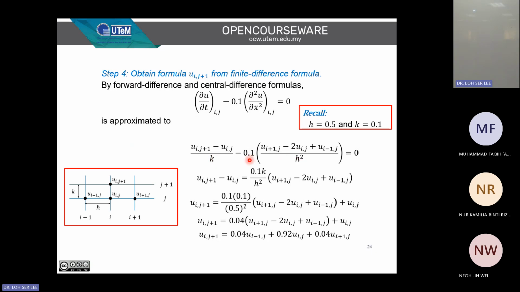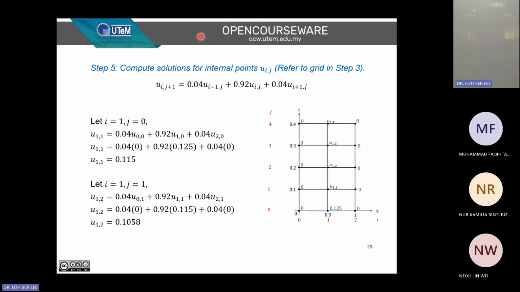Take out the h squared. So you have 0.1 k over h squared multiplied to this bracket. Then move this to the right here. Substitute the k and h. Simplify, you get this value. And then open the bracket, combine these two. This one multiplied to 0, 4, and then plus 1. Get this. Once you have your formula, you can start to find your internal points.